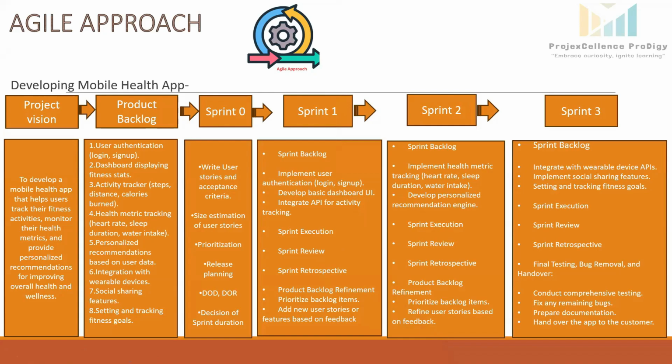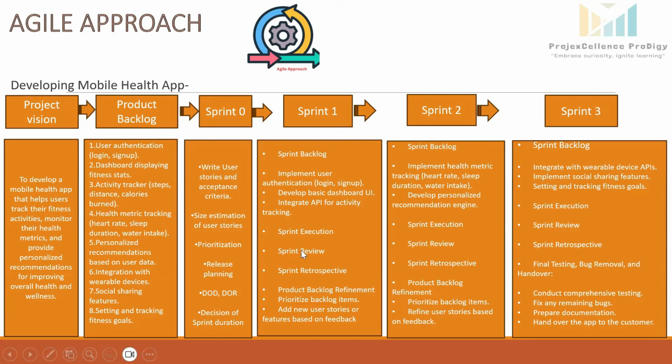Now in the sprint 1, the development team will select subset of user stories. In our example, you can see they have selected the 3 user stories, 3 features from this product backlog: implement user authentication, develop basic dashboard, integrate API for activity tracking. So then sprint execution will start. Daily stand-up meetings will be done to discuss the progress, or if team is facing any kind of challenges, they will address it. And continuous integration and testing will be performed throughout the sprint to ensure the quality and functionality of the app.